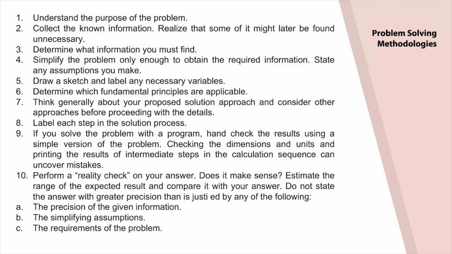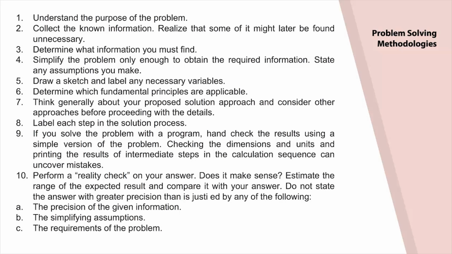Then fourth, we have to simplify the problem only enough to obtain the required information. Here we can make any assumption just to get what we want. We should not go that deep into the problem. For example, if we want to know how high the ball has to bounce, we just need to know the rebound height. We don't need to know how much force it hit the ground with or something like that. So we have to simplify the problem as much as possible.